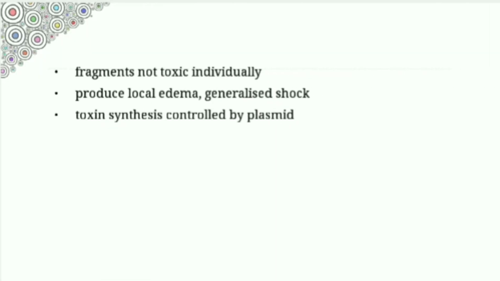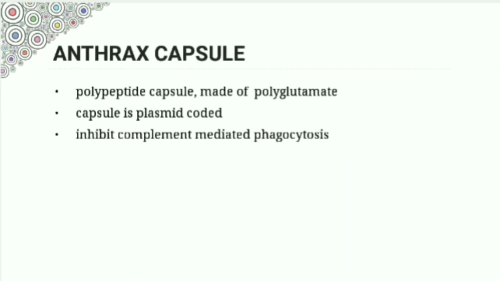The second virulence factor is the anthrax capsule, which is a polypeptide capsule made of polyglutamate. The one point you should remember here is it's made up of polyglutamate, which is a protein. But the capsule of other bacteria is made of polysaccharide, which is a carbohydrate. Anthrax capsule is plasmid coded. It inhibits complement mediated phagocytosis.